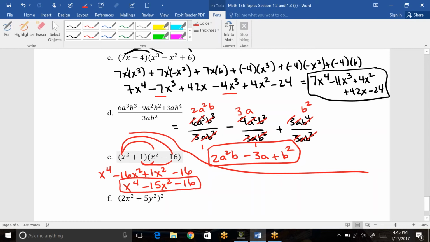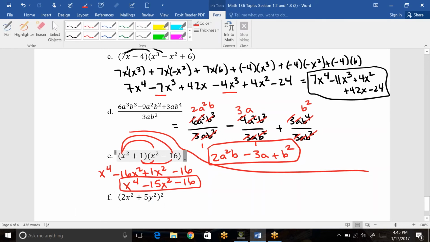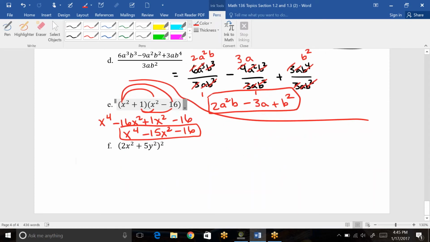Which brings us to our final example for this video, and it's being squared. So we need to remember that that does not mean you always just square everything inside. That only works if everything inside is multiplying or dividing. Because of that plus sign inside, we can no longer use that property. So we have to write this twice and multiply, which means FOIL since it's two binomials. So 2x squared times 2x squared.